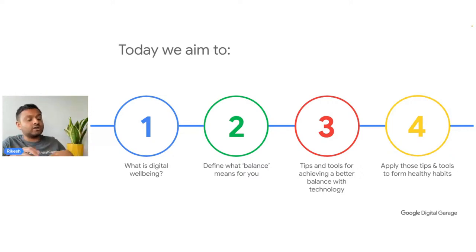Now, once we've looked at what balance means for us, we're then going to be looking at, out of all these things that we're looking to improve, out of all these things that we're looking to get out of having a balanced relationship with technology, what are some of the tips and tools out there that can help us to strike that right sort of balance?